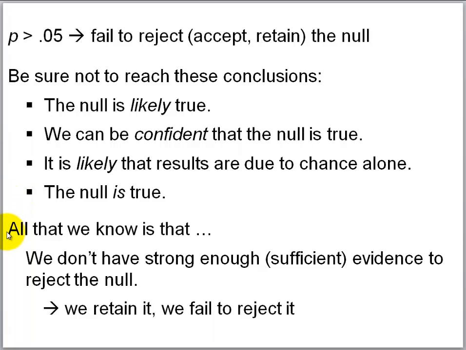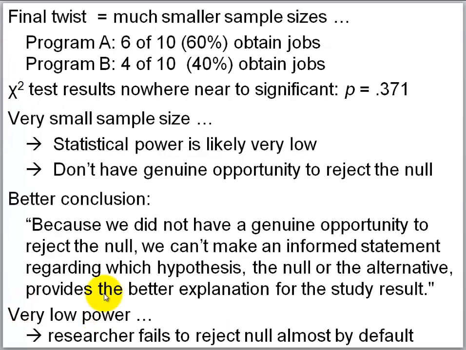When you fail to reject the null, all that we know is that we don't have strong enough evidence, we don't have sufficient evidence to reject it. So therefore, we retain it. We fail to reject it. We don't know that it's true, we just simply don't have strong reason to think otherwise.